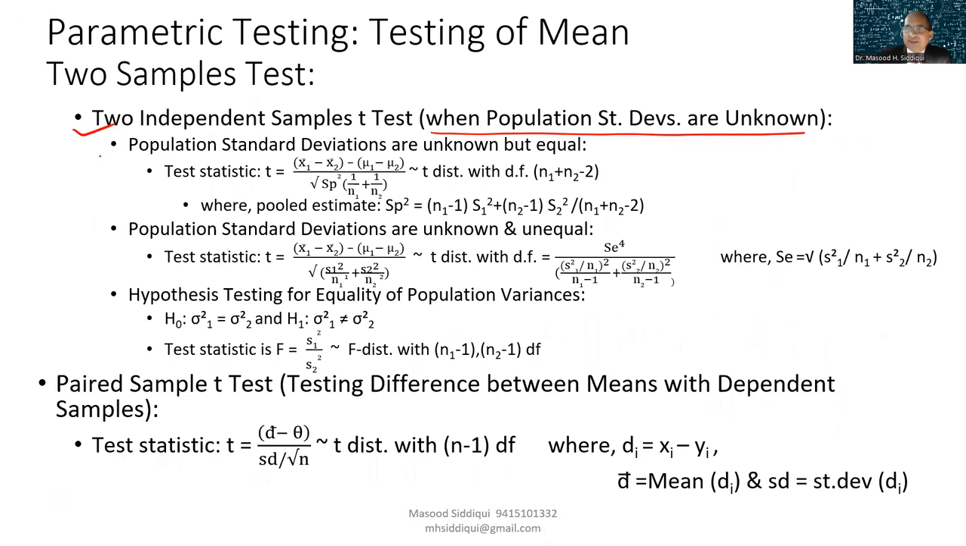As we have discussed, there are two cases. Population standard deviations are unknown but equal, which is the case we have discussed. And the second case is population standard deviations unknown but unequal. As you can check here, for the standard error, we use the pooled estimate in one case, and in the other we use the unequal variances case. And this is the Levene's test that I have explained, which is used to examine whether two groups have equal variance or not. So hopefully the two independent sample test situation is clear to all of you.